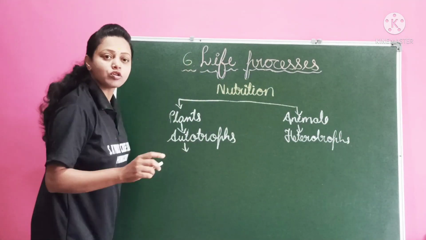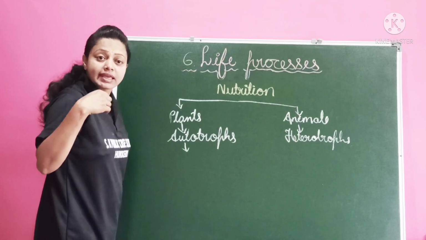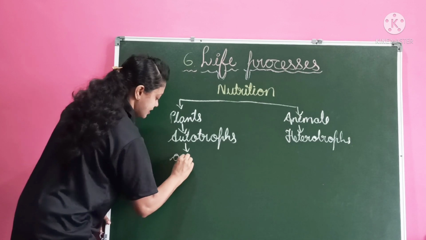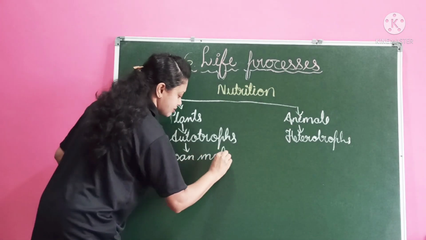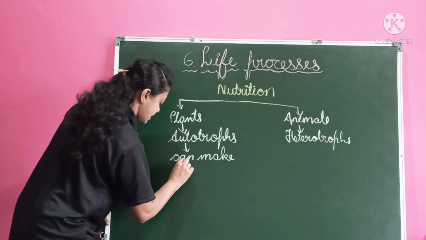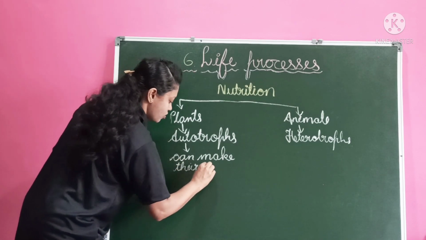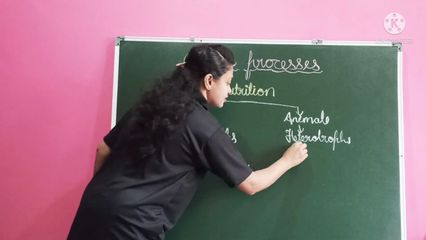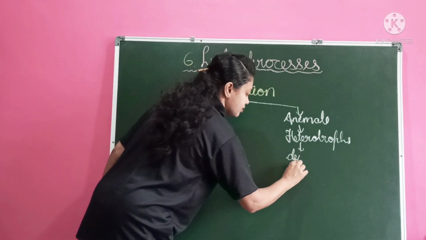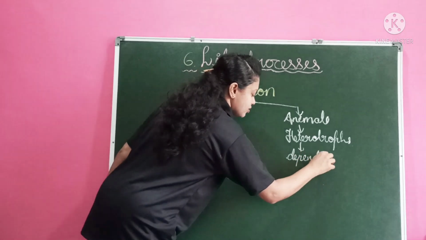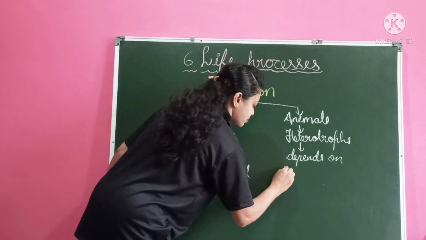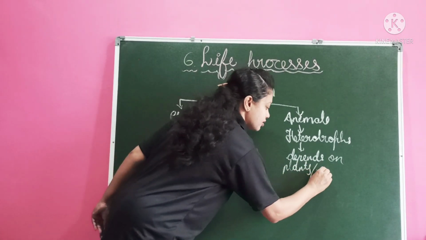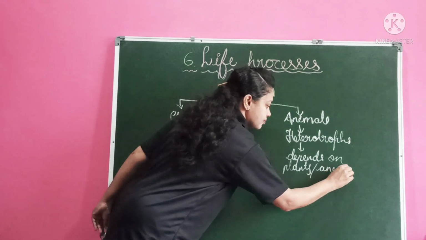So here auto means what, dear students? They can make their own food. And hetero depends on plants or animals.